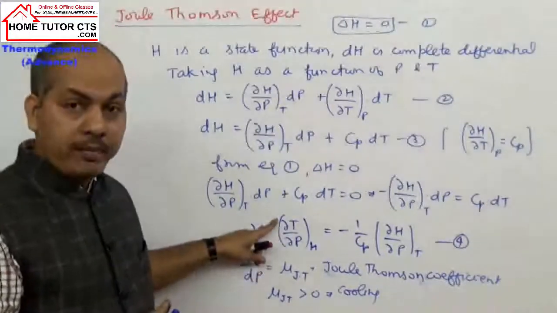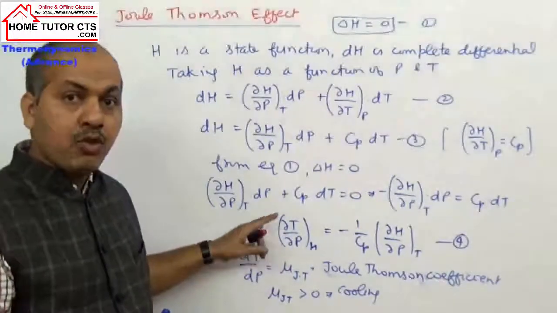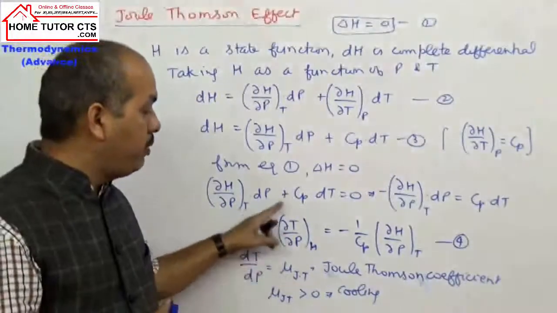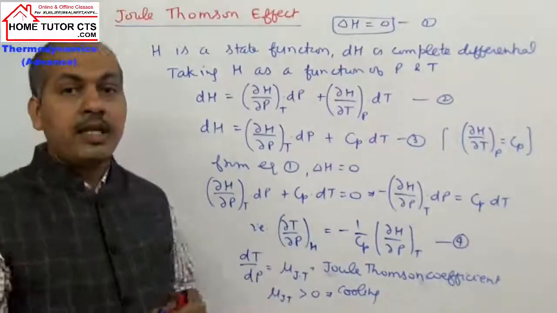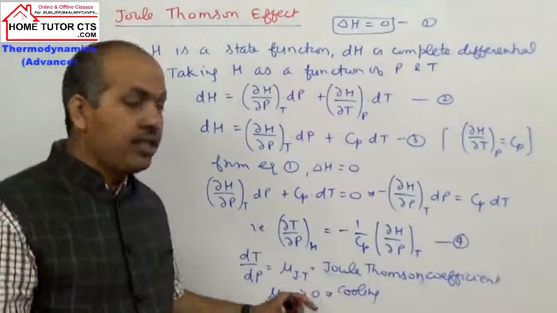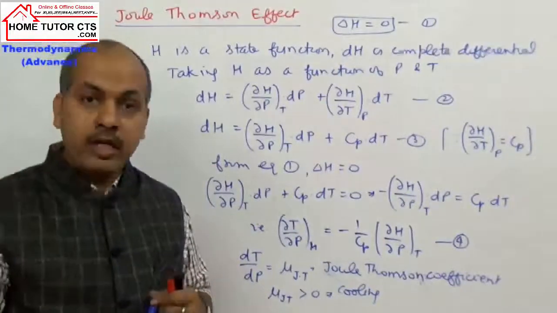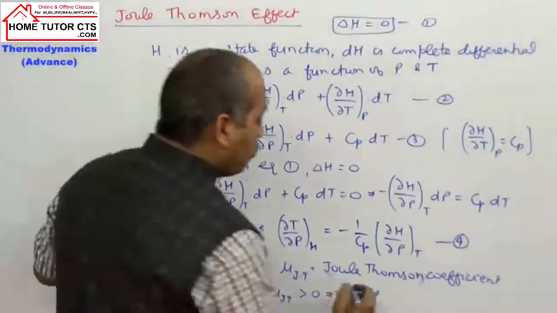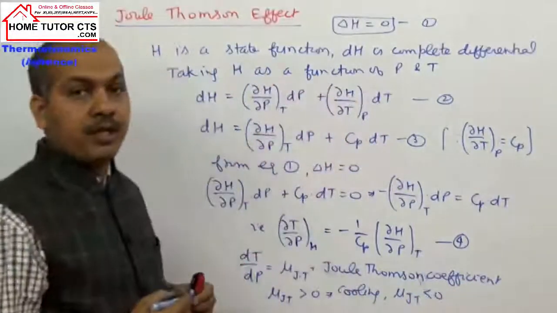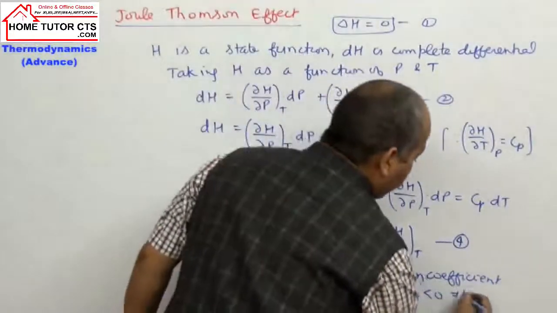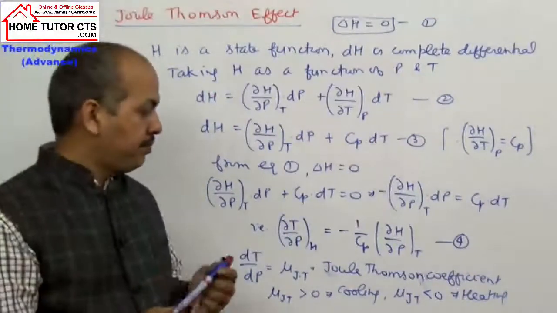When the pressure decreases, dP is negative, then what happens to delta T? Fall in temperature. So the value becomes positive. If the value of the Joule-Thomson coefficient is more than 0, or positive, then the gas will show cooling on expansion. Whereas if mu JT is negative, less than 0, then the gas will show heating on expansion.